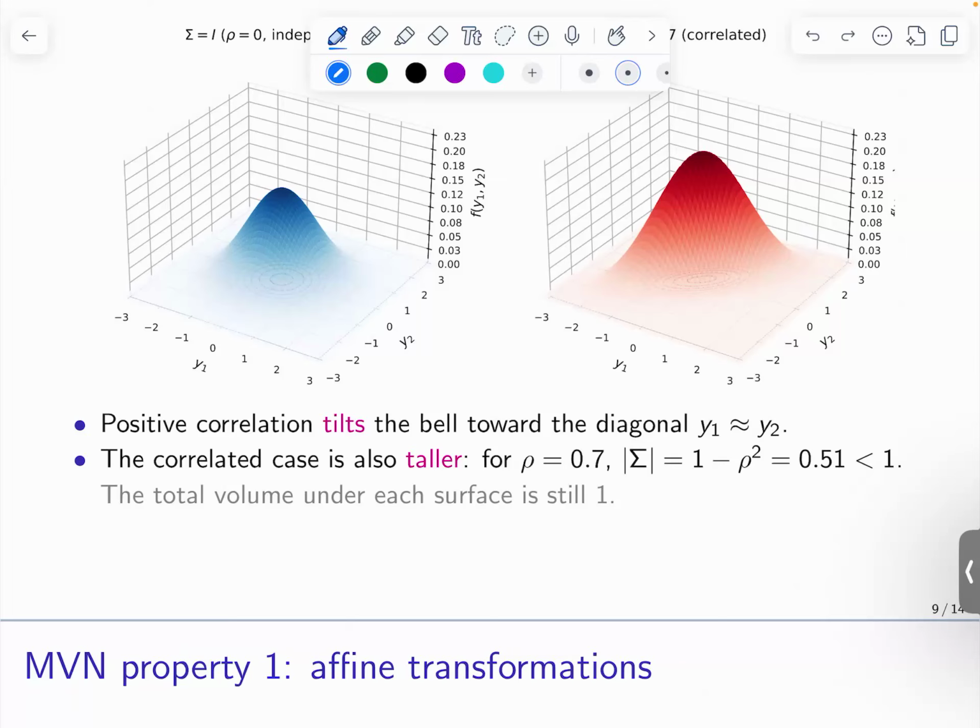Anyways, you can try visualizing this. The total volume under those curves is always 1. The correlation changes the relative behavior of the function.